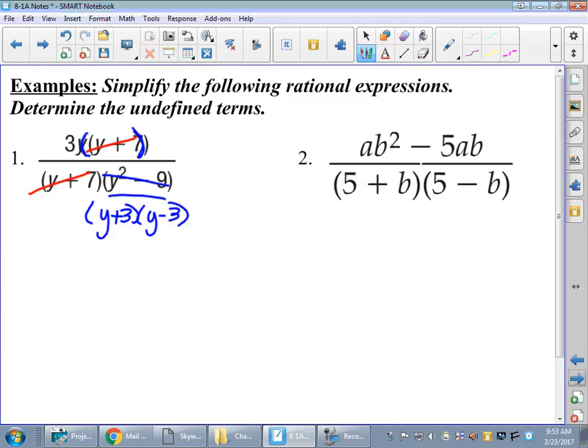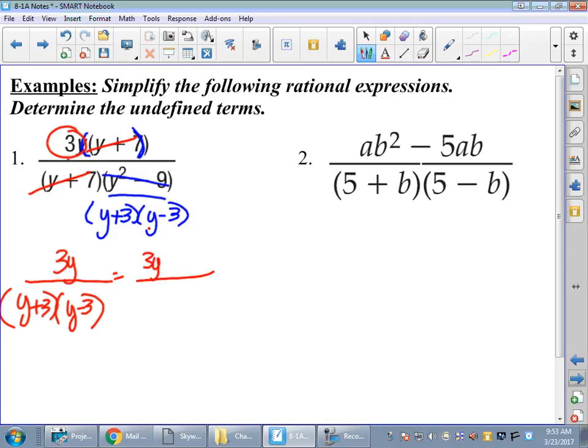I can't cross off this y in the numerator because these other y's in the denominator are not y's. One's a value of y when you add 3 to it, and one's the value of y after you subtract 3 from it. So the remaining factors are the 3y on the top, and on the bottom we have that y plus 3 and that y minus 3. Now, you could just leave it in that form. Some people prefer to distribute that and clean it up, and so you'd get back to that y squared minus 9. I really don't care which way it is written.